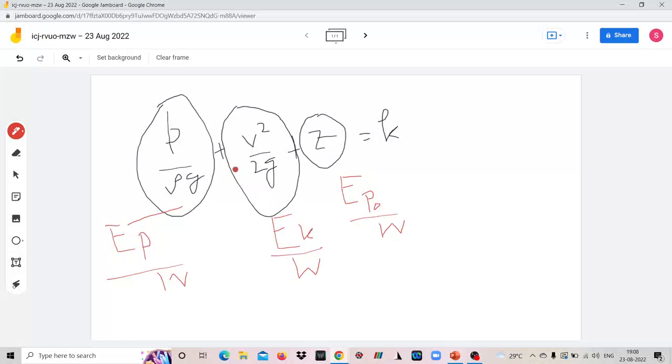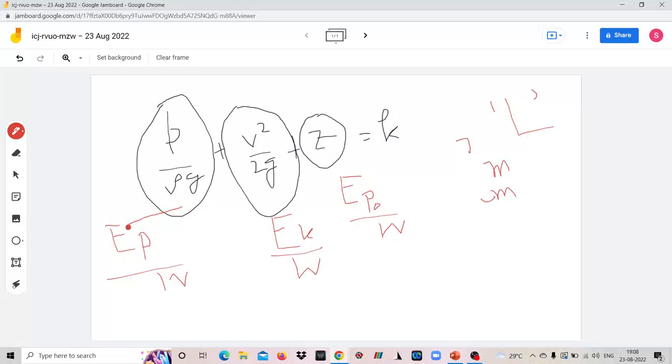If you go for dimensional analysis, after doing all the calculations, you will find that this energy per unit weight has a dimension of L. When you express it in SI units it becomes meter, and in CGS units it will be centimeter. So basically the dimension is that of length, but these are not lengths actually, these are energy per unit weight.